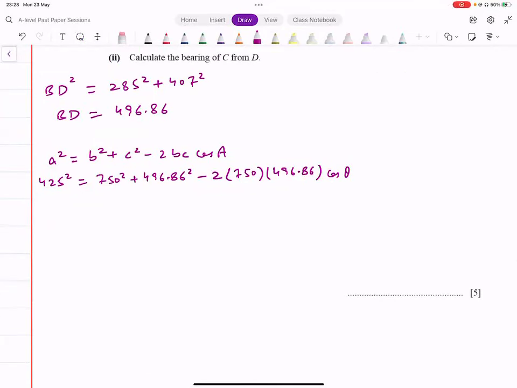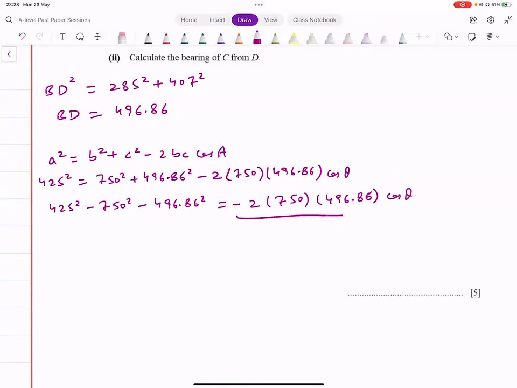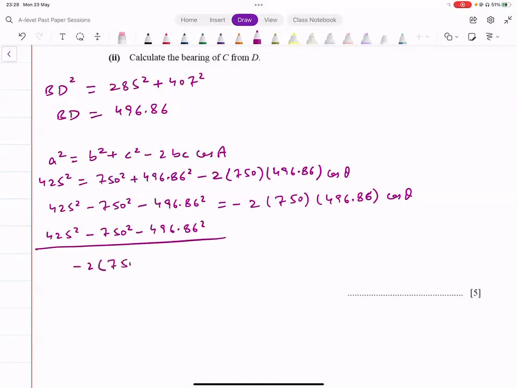Okay, so let's actually simplify everything first. 425 squared. That is, let's actually leave it like this. हमारे पास क्या आ जाता है? 425 squared minus 750 squared minus 496.86 squared equals minus 2 into 750 into 496.86 into cos theta. ठीक है? अब ये पूरा जाके हम लेफ्ट साइड पे डिवाइड कर सकते हैं. 425 squared minus 750 squared minus 496.86 squared whole divided by minus 2 into 750 into 496.86 on the right side.